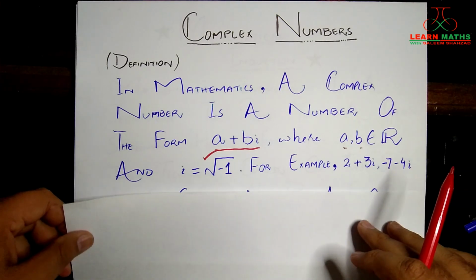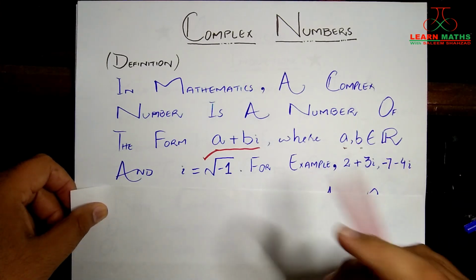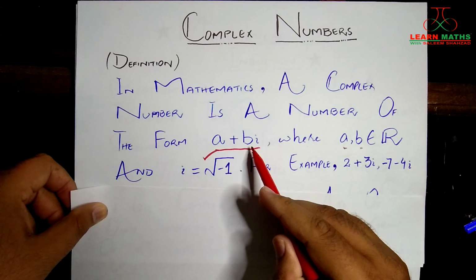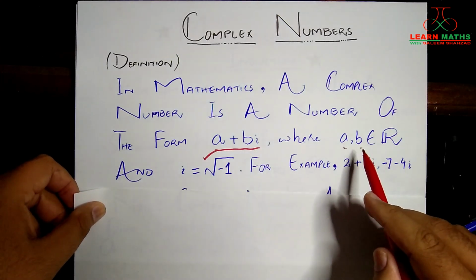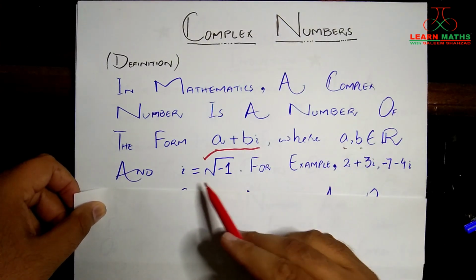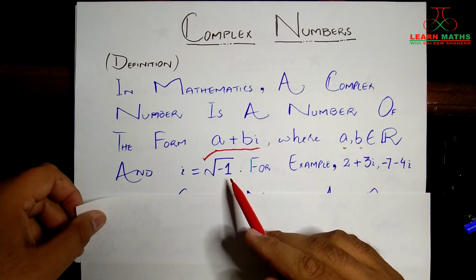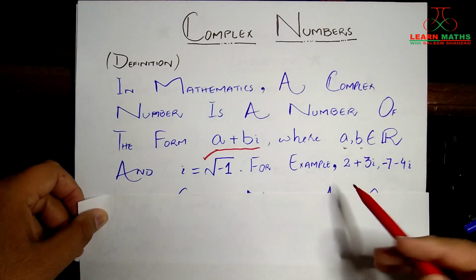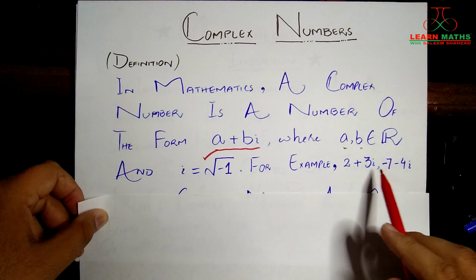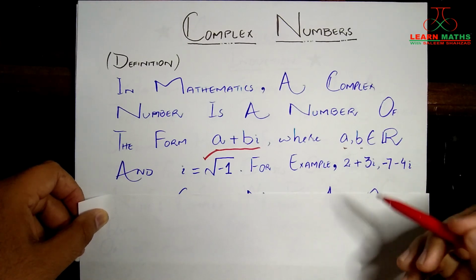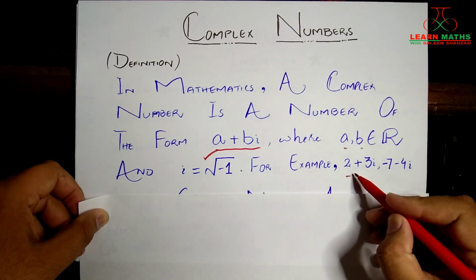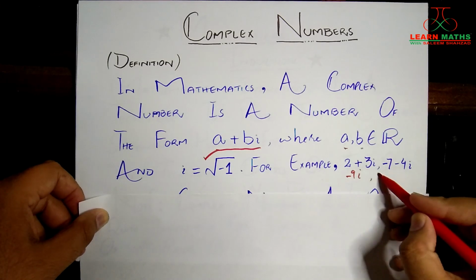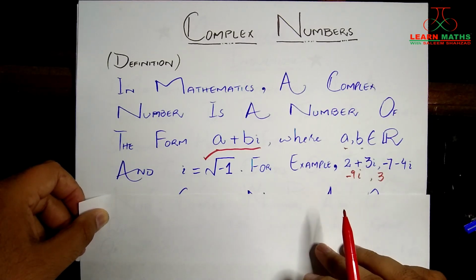Now the complex numbers are numbers of the form a plus b iota, where a, b are real numbers and this iota is equal to the square root of -1. So all the numbers like 2 plus 3 iota, -7 -4 iota, or even let's say -9 iota, or even 3, all of these are complex numbers.